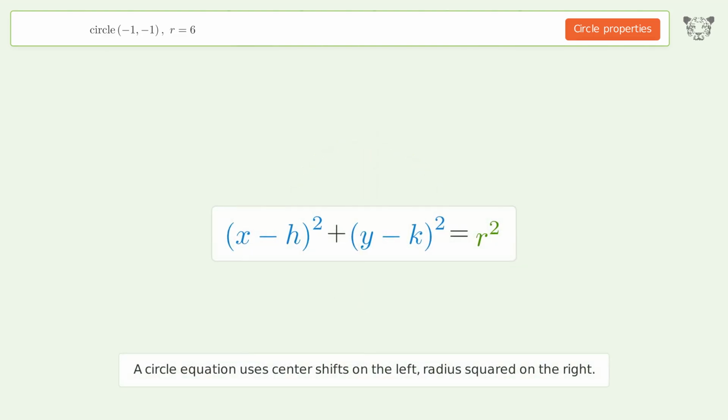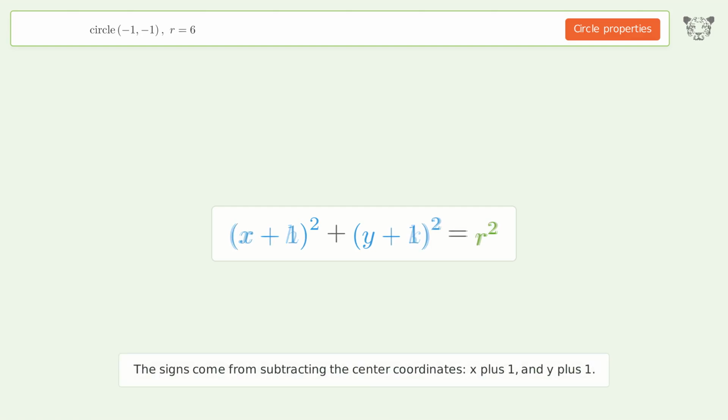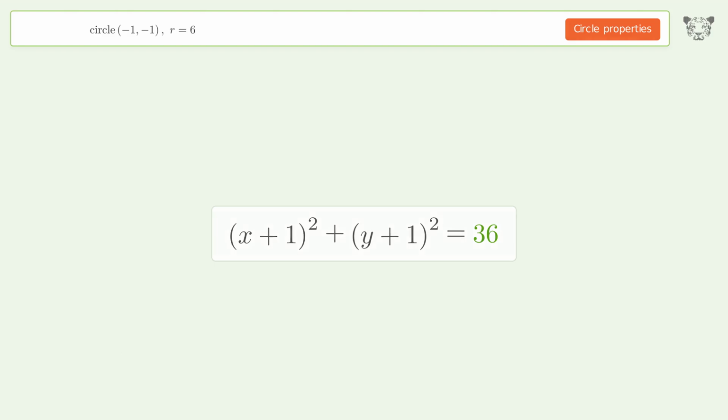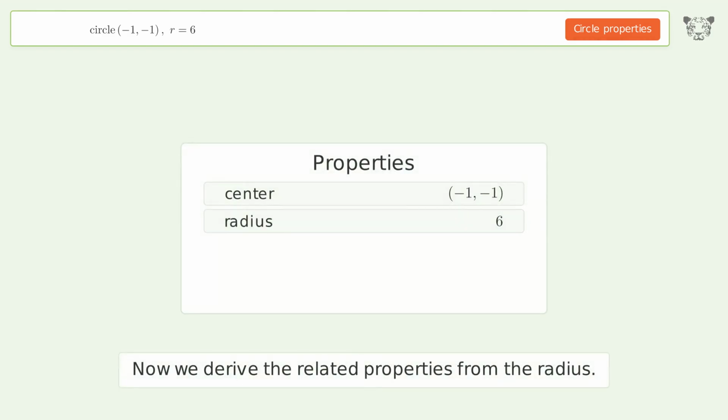A circle equation uses center shifts on the left, radius squared on the right. The signs come from subtracting the center coordinates: x plus 1, and y plus 1. The radius is 6, so the right side is 6 squared, which is 36. Now we derive the related properties from the radius.